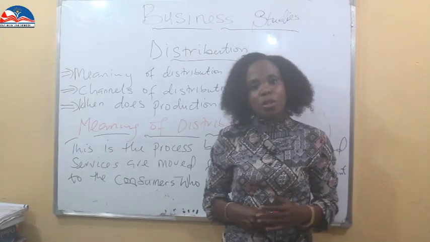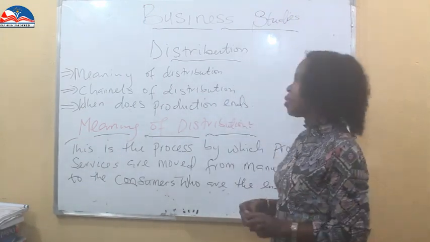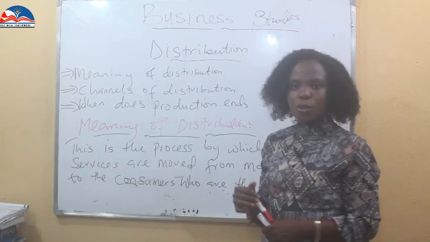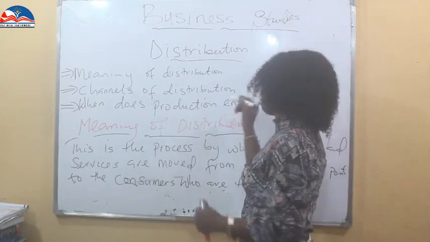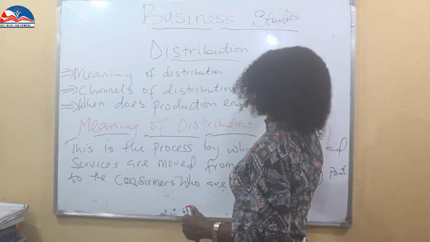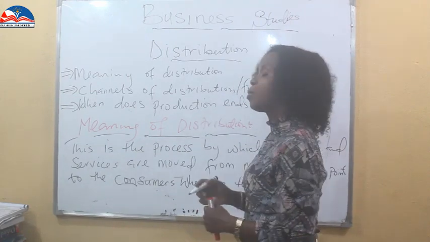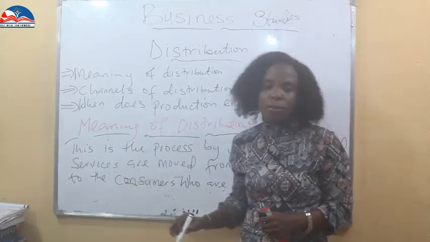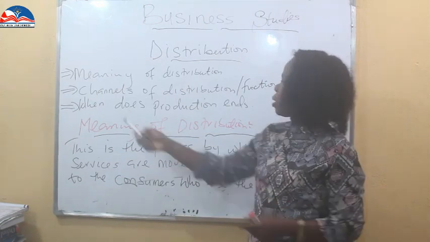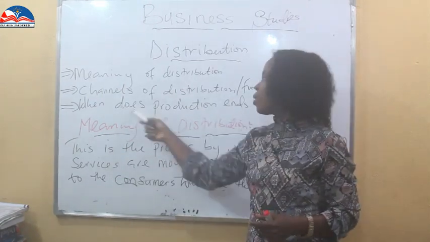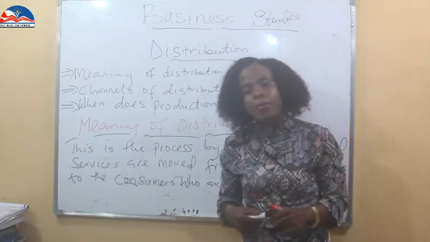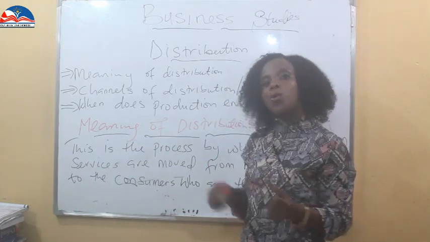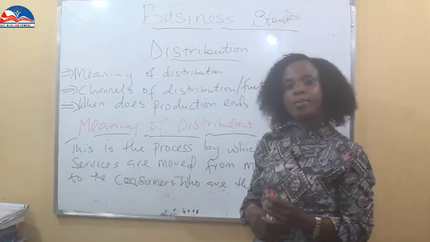And in our distribution topic today, we are covering 4 areas: meaning of distribution, channels of distribution. Under these channels too, we talk about the functions of the channels of distribution. Then we will talk about when does production end? Where is the end product of production? These are the 4 areas we are going to cover in our class for today.